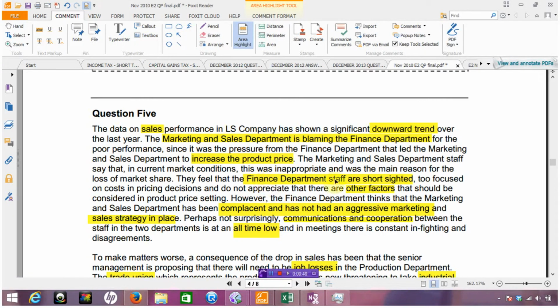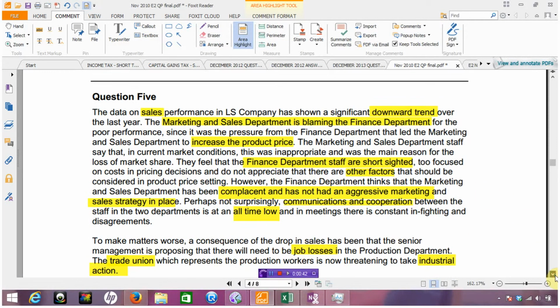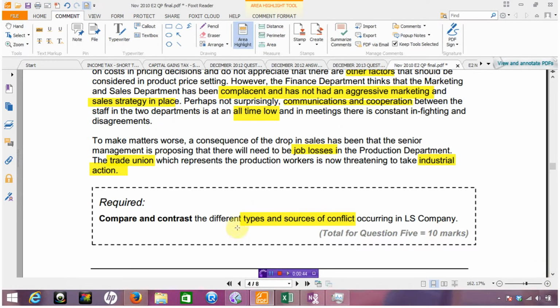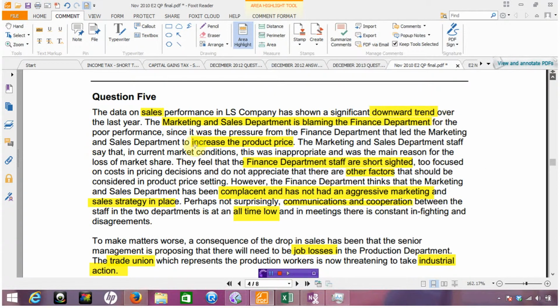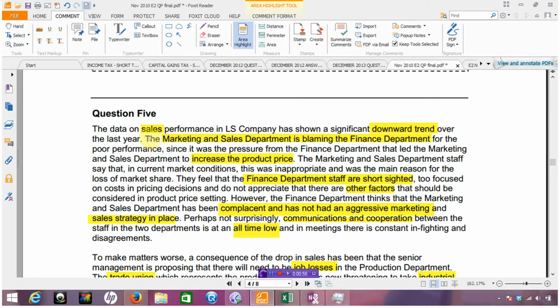So in this particular case, the requirement itself is fairly straightforward, just asking us to outline the types and the sources of conflict. Now, the scenario itself is quite useful, a lot of hints in here for us. What we see is that, as always, we have some sort of issue with the company. So sales performance in this case is on a downward trend.